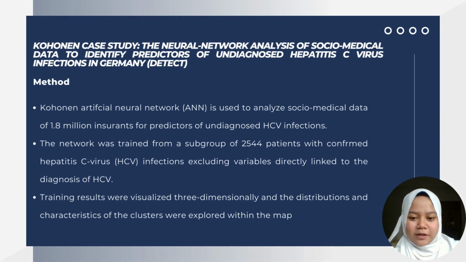Moving on to the next part, which is the method. The Kohonen artificial neural network is used to analyze social medical data of 1.8 million insurees for predictors of undiagnosed HCV infection. The network was trained from a subgroup of 2,544 patients with confirmed hepatitis C virus infection, excluding variables directly linked to the diagnosis of HCV. The training results were then visualized in 3D, and the distribution and characteristics of the clusters were explored within the map.